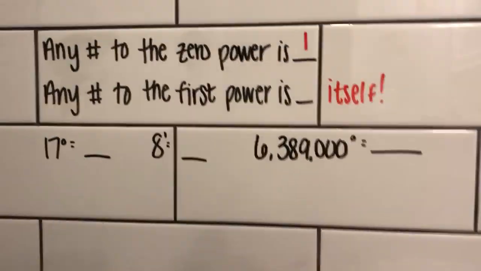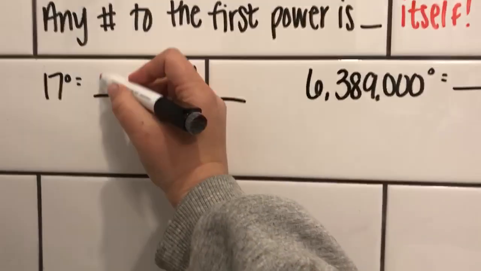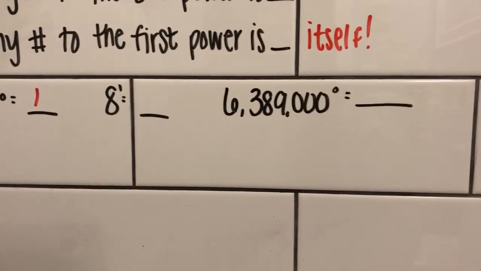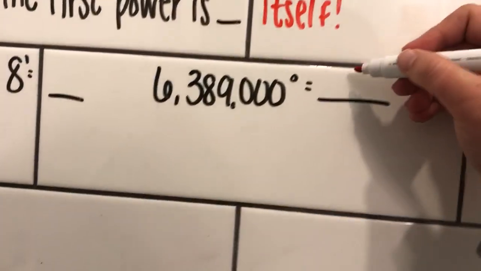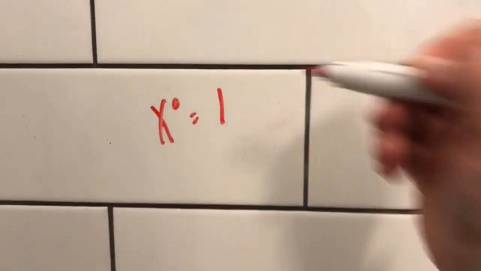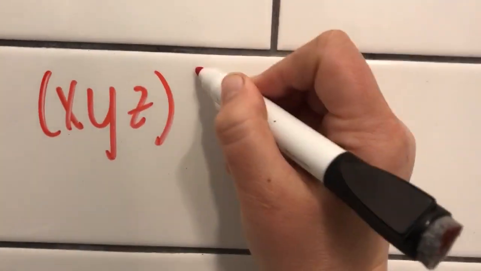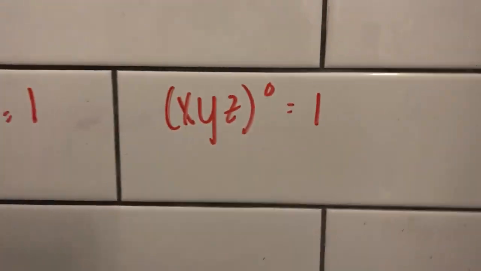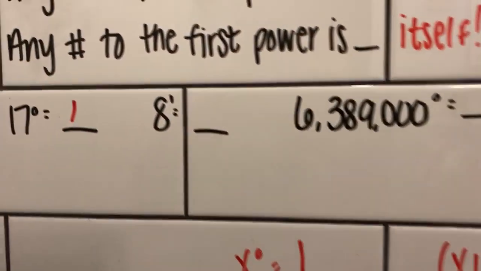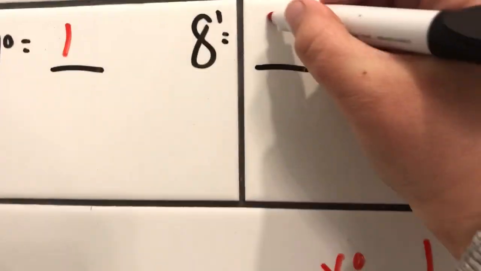So for 0 power, I have these two examples on the outsides. 17 to the power of 0 is 1. 6,389,000 to the power of 0 is 1. X to the power of 0 is 1. Anything to the power of 0 is always 1. If I have x, y, z to the power of 0, it's 1. When I have something to the power of 1, it's itself. So 8 to the power of 1 is 8.